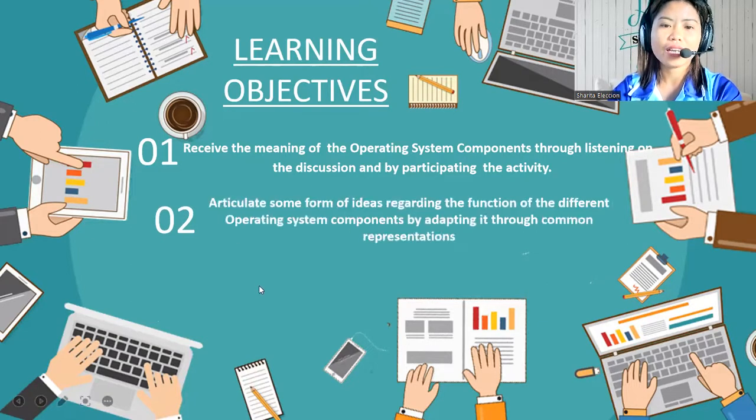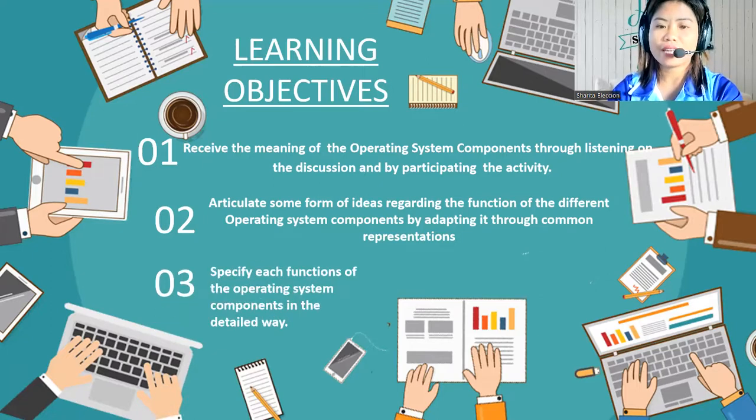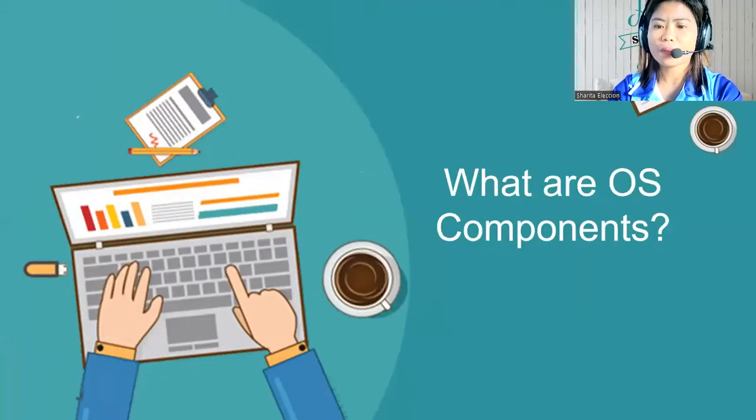The second, articulate some ideas regarding the function of the different operating system components by adapting it through common representations. The third, you can specify each function of the operating system components in a detailed way. For every component of the operating system, you can specify its functions. So let's proceed. What are operating system components?